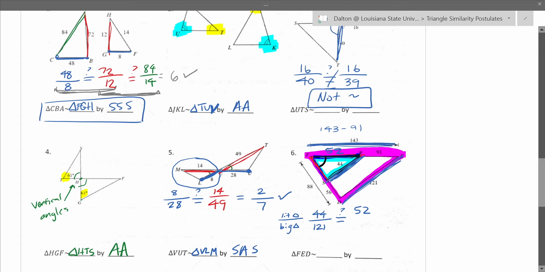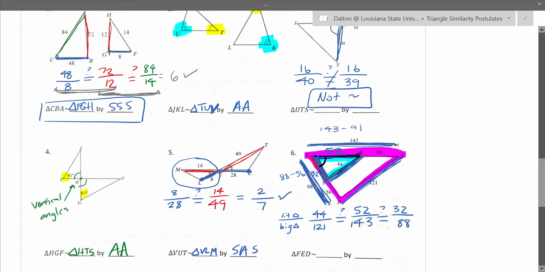So 52 over 143. And is that ratio the same as the third side of the small triangle, this one here? But again, I don't know what that is, so I need to subtract. If I do 88, because that's this big length here, minus 56, then I end up with 32. So that's the third side of the little triangle. And 32 corresponds with the left side of the big pink triangle, which is 88.